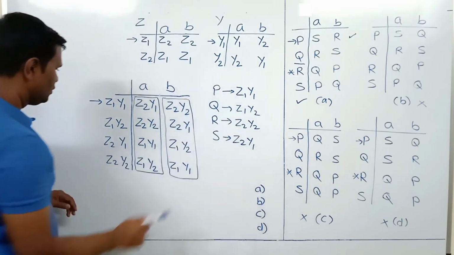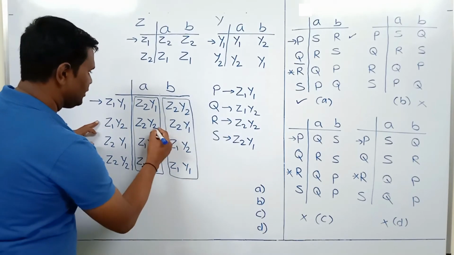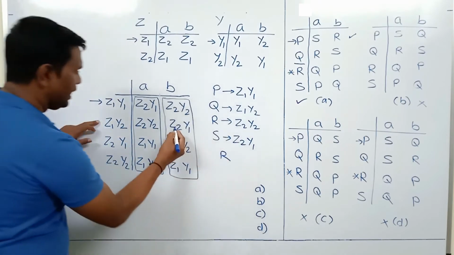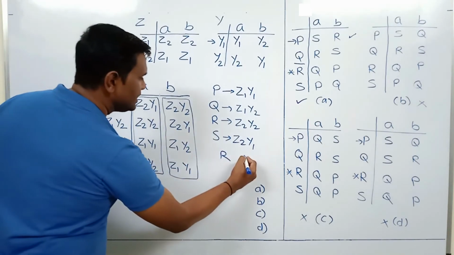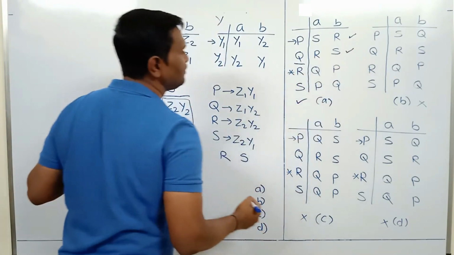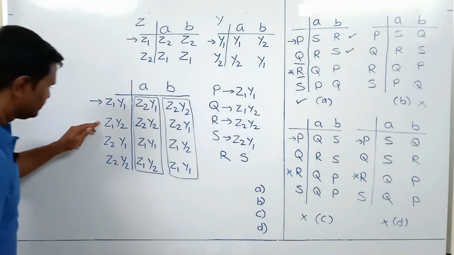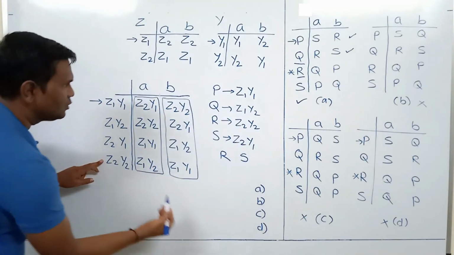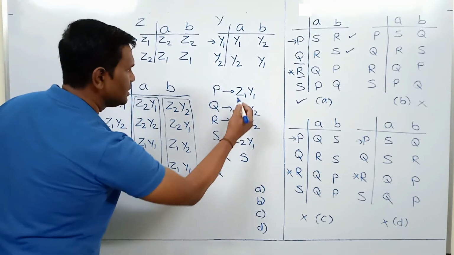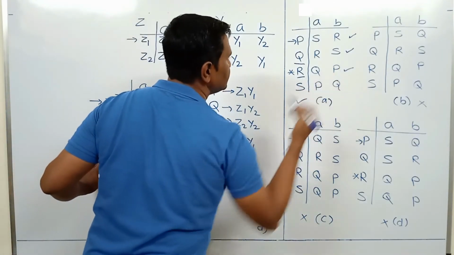Q is Z1 Y2. Z1 Y2 is here. Now Z2 Y2 is R and Z2 Y1 is S. So RS, this transition is consistent. Now let's check this transition for R. R is Z2 Y2. Z2 Y2 is here. Z1 Y2, it is Q. Z1 Y1, it is P. QP, QP, this is consistent.